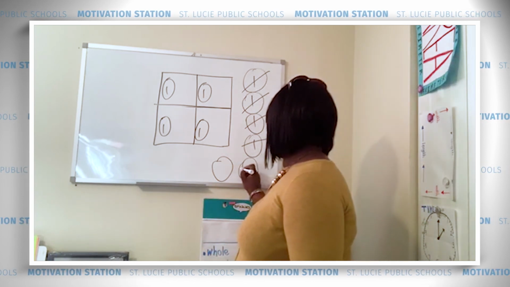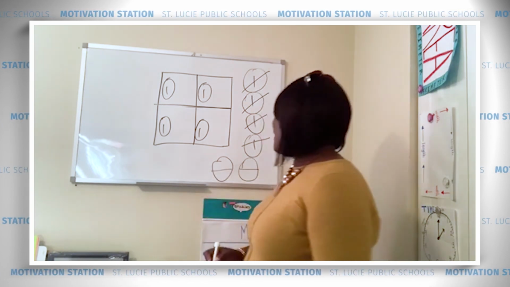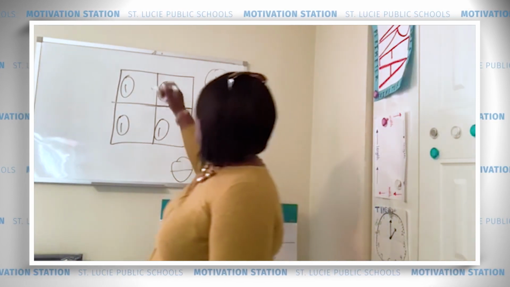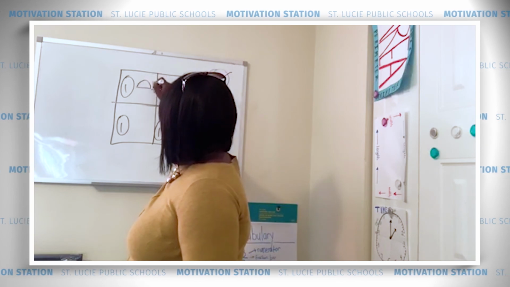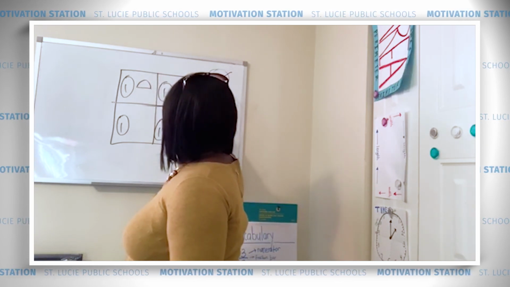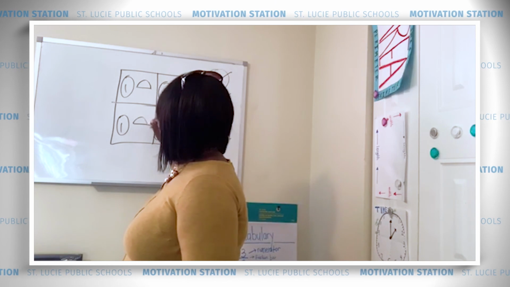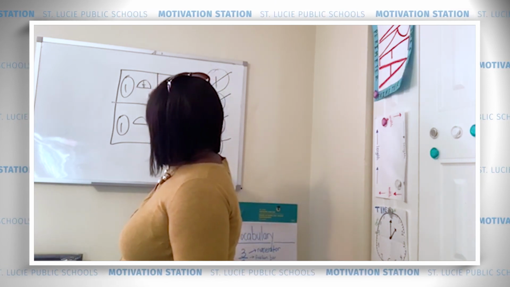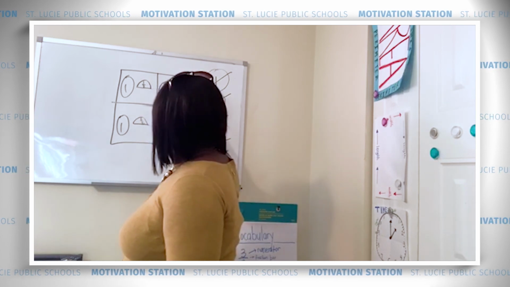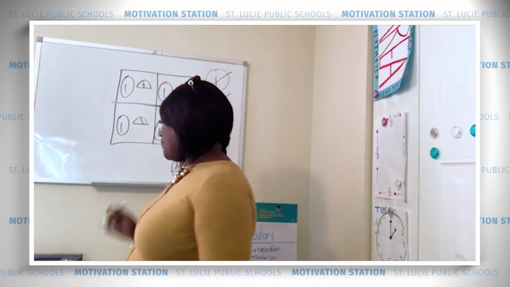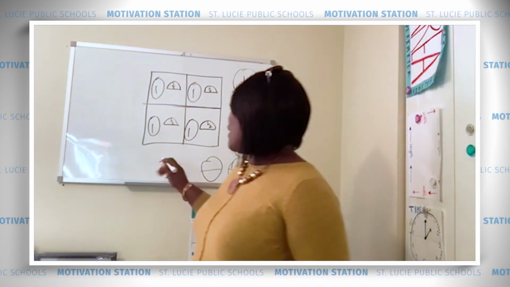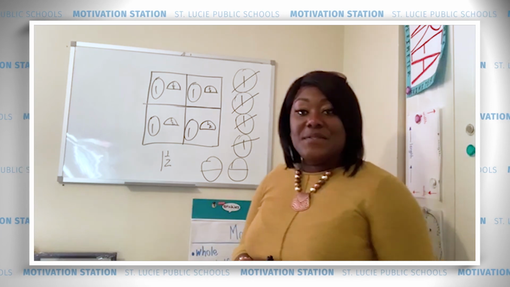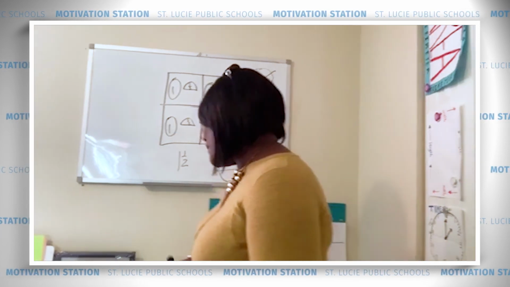Good job. I can cut those two cookies in half, and now I have four halves. So each person can get an extra piece on top of the whole cookie that they received. So each person will have one whole cookie and a half of a cookie. Each person will get one and a half cookies. You guys are doing really good with this lesson.